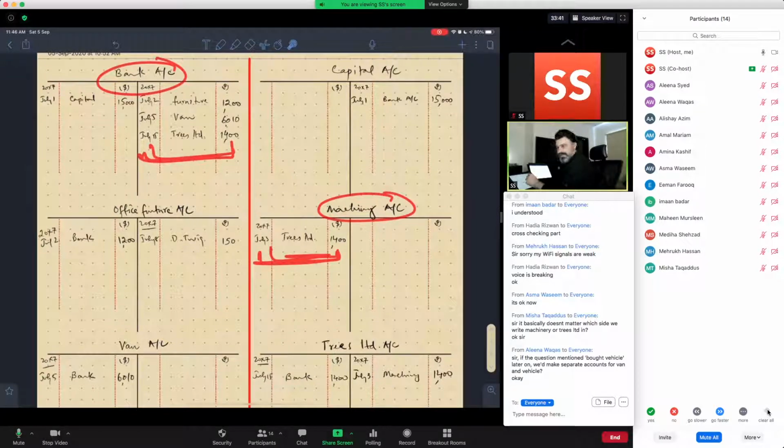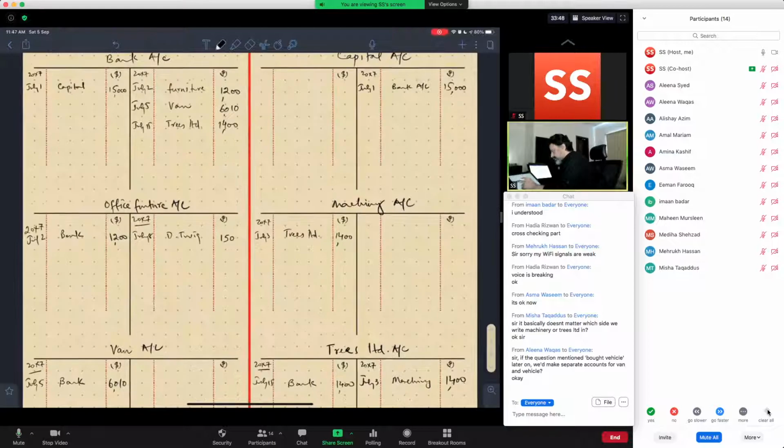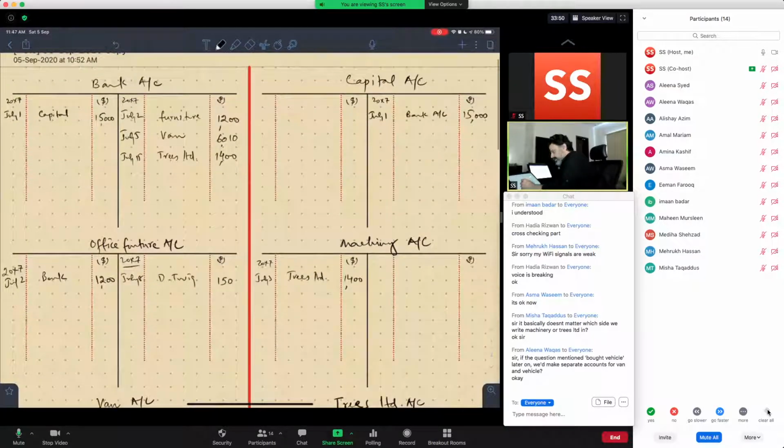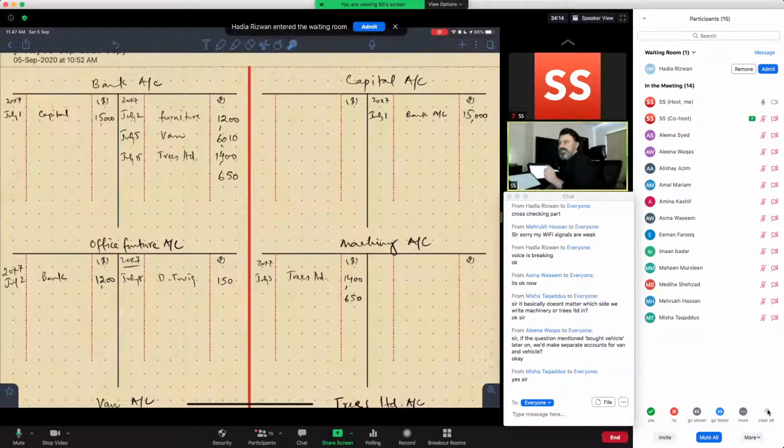I hope, Misha, we are clear on this, right? So machinery account is debited with 650. Machinery account, we are going to debit 650, and bank account, we are going to credit 650. This is how machinery account has been debited and bank account has been credited, right? So always put the dollar values first. Always. If you want to avoid errors and confusions, always place the dollar values first. Then move on to the second.